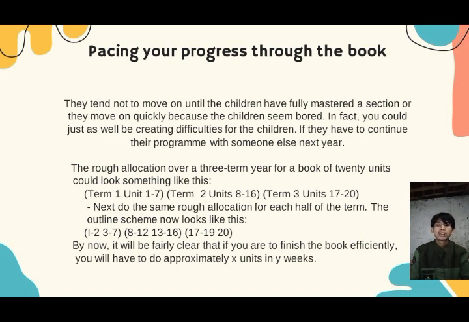The problem is you need to allocate the time for each section. It is just like this. The rough allocation of three terms a year for a book of 20 units. So 20 units is unit 1 until unit 20, divided into term 1, term 2 and term 3. Term 1 has unit 1 until 7. Term 2 has unit 8 until 16, and term 3 has unit 17 until 20.